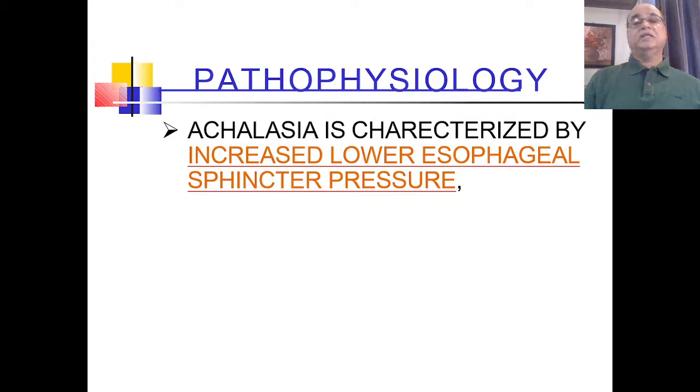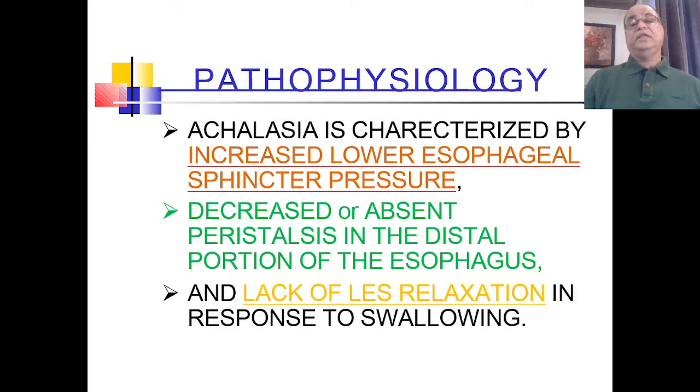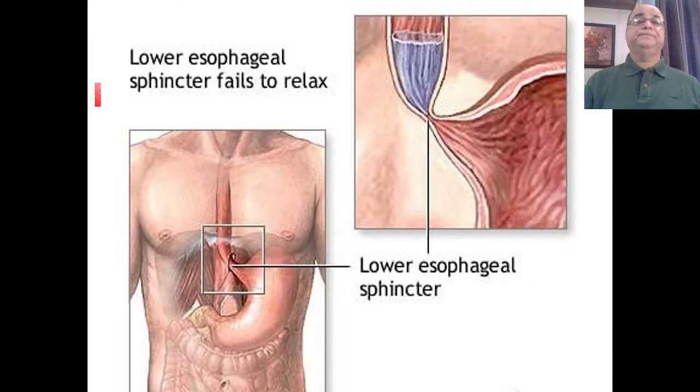And achalasia is characterized by increased lower esophageal sphincteric pressure due to the degeneration of those nerve fibers which say no to this contraction, leading to decreased or absent peristalsis in the distal portion of the esophagus, and there will be lack of lower esophageal sphincter relaxation in response to swallowing. So there will be stasis of food there in the esophagus. It is not passing on to the stomach due to the contracted lower esophageal sphincter, which fails to relax.